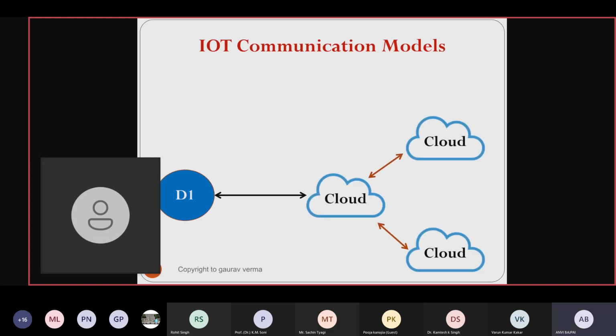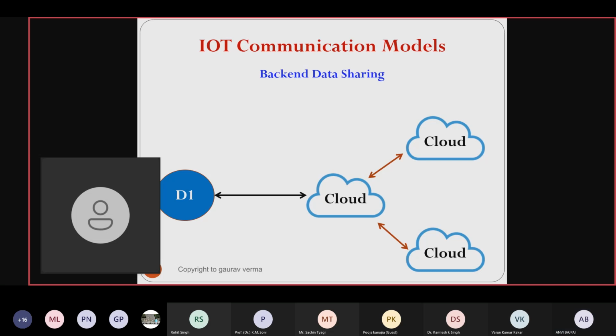Now the last model, the fourth model, is called the backend data sharing model. In this backend data sharing model, devices send their data to the cloud either using the device-to-cloud model, or using the device-to-cloud model via an IoT gateway. Either of the two models can be utilized to send the data to the cloud.